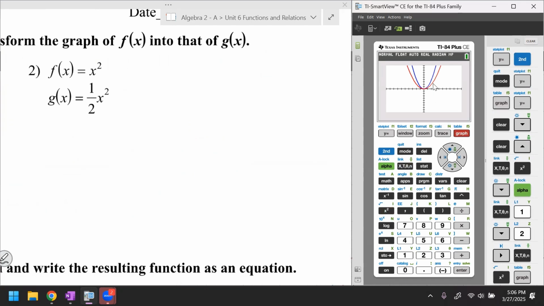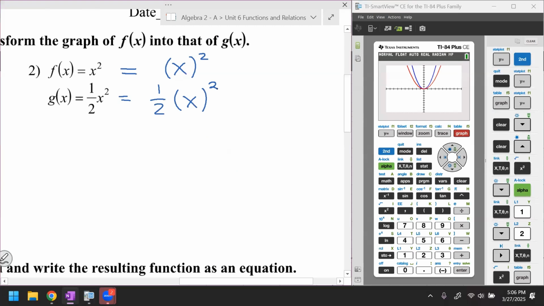But hang on, if we think about it, that 2 is on the outside of the parentheses, and this 1/2 is on the outside of the parentheses as well.